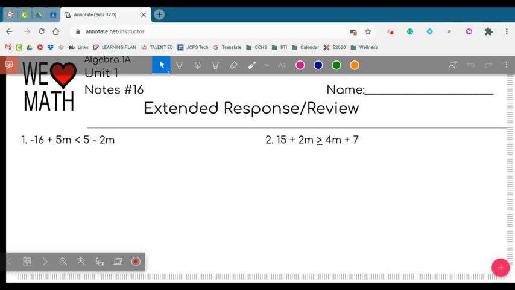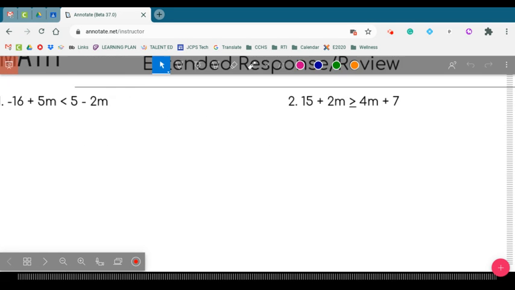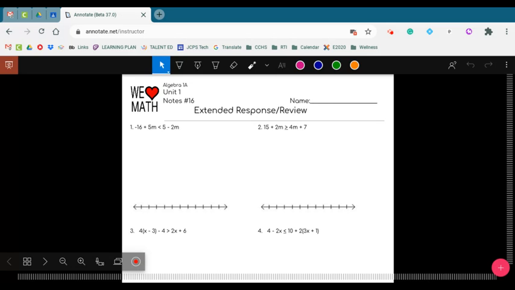Okay, today we're going to do our notes number 16, which is actually the last notes for this unit. And we're going to go over the extended response, which is like our longer word problem on the test. And then we're going to do a little bit of review. So the first one says, the first four we're just solving.